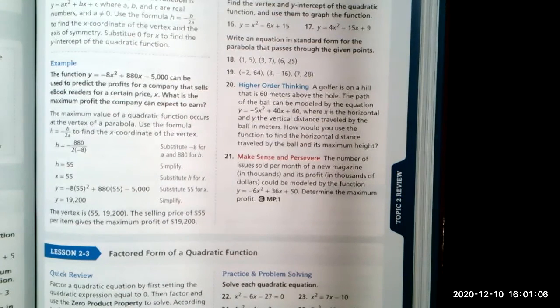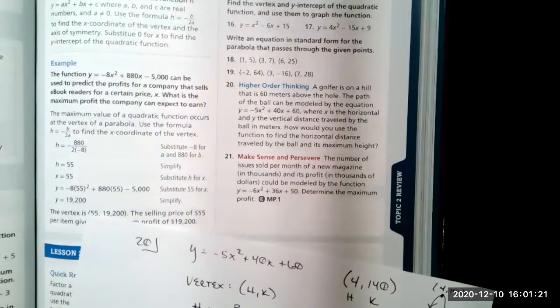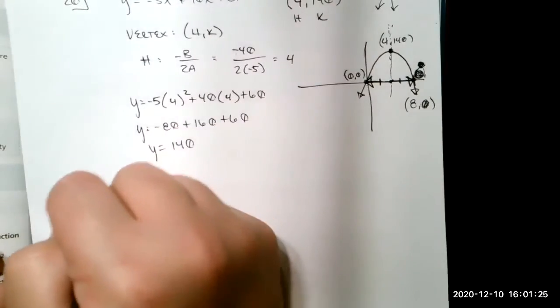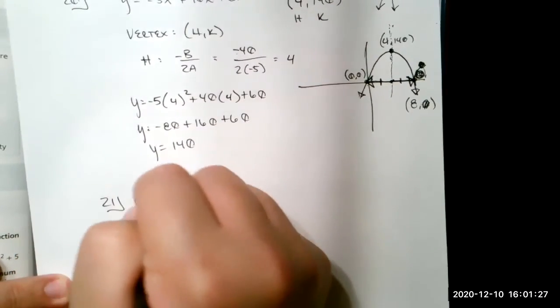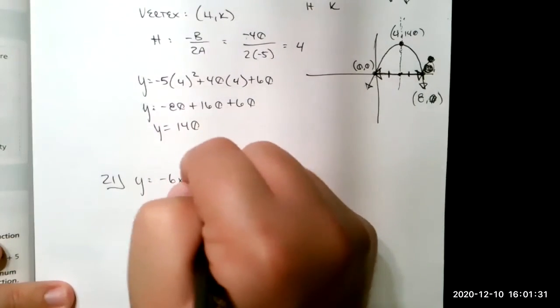21, the number of issues sold per month of a new magazine in thousands and its profit in thousands of dollars could be modeled by this function. Determine the maximum profit. Again, anytime you hear maximum or minimum, you should be clued into the vertex. Y equals negative 6x squared plus 36x plus 50.